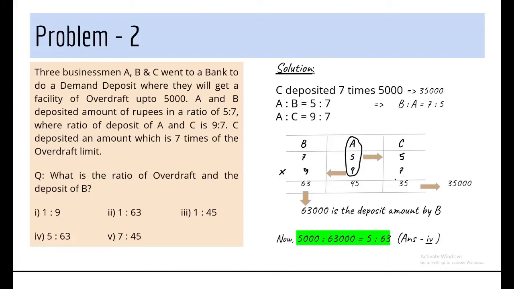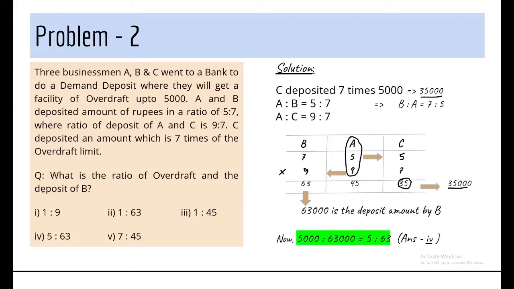Now C is having 35 units, means C deposited 35 units, and we have already seen in the question that C deposited 7 times 5000, means the overdraft limit, that means 35,000. So 35 unit represent 35,000. Now we need to find the ratio of overdraft and the deposit of B. Correct. For the overdraft, the value is already given in the question, that is 5,000.